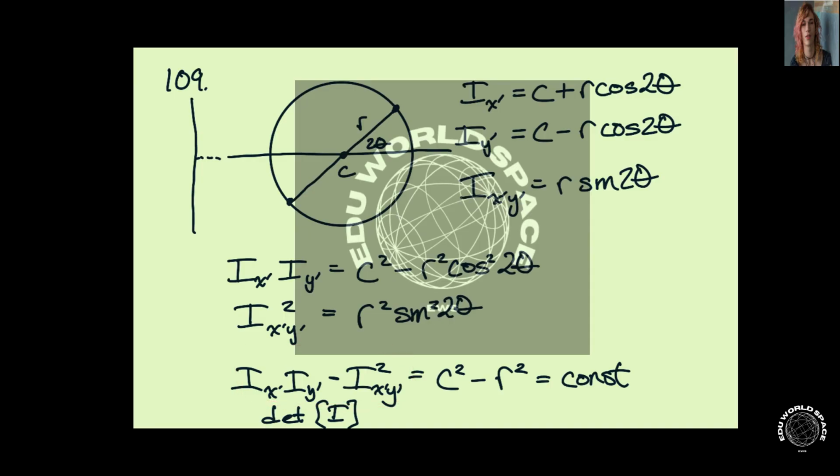And actually, it turns out that another way of looking at this is that this thing here is the determinant of the moment matrix, and the determinant is an invariant of the matrix, and so is the trace. The trace is an invariant, and the trace is actually 2 times c, right? Because the trace is Ix prime plus Iy prime, and that equals twice c, and c is a constant. And so the trace and the determinant are the 2 invariants of this 2 by 2 matrix. And so this is the second invariant here.